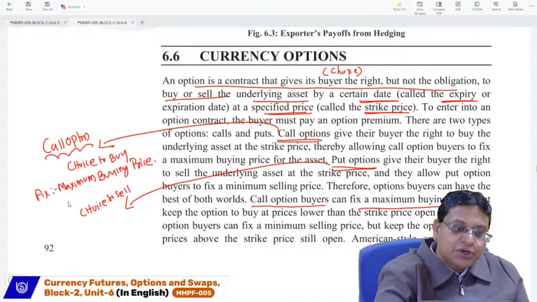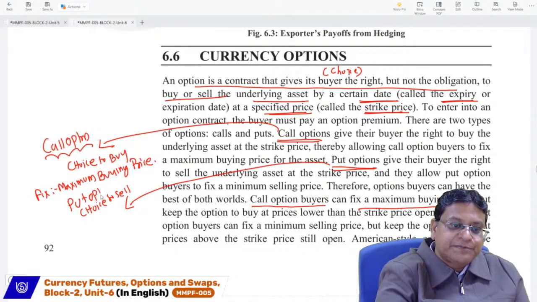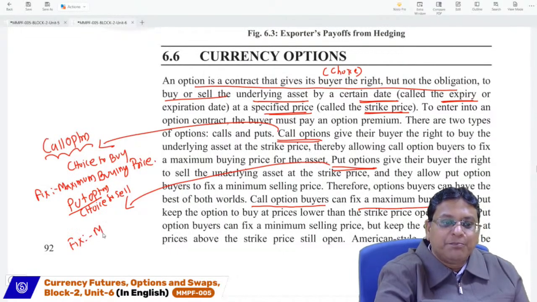So what is put option? Put option gives the holder, with the help of put option, you can fix the minimum selling price.